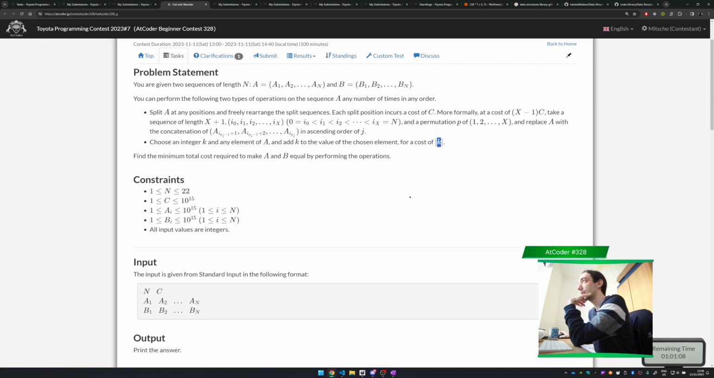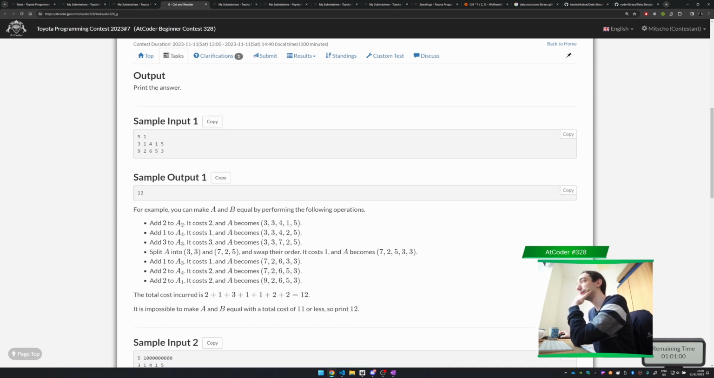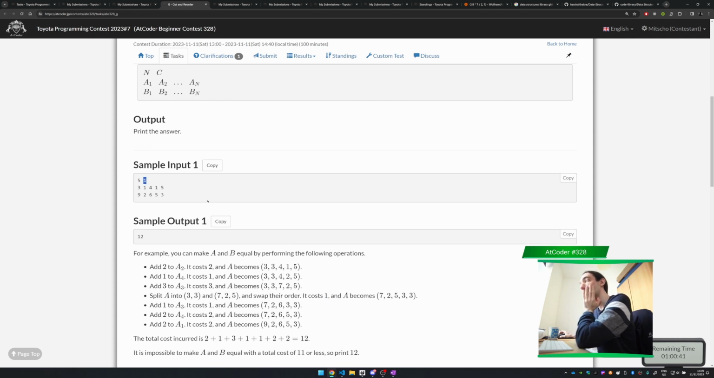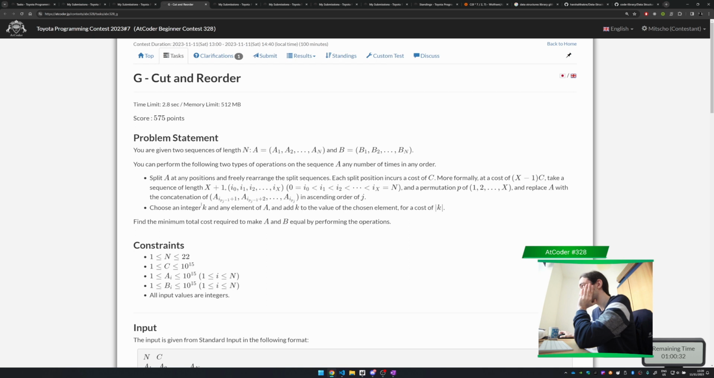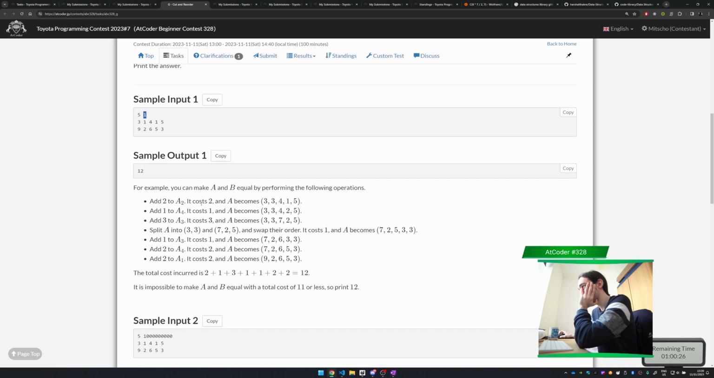I first need to perform the splits. So split A into 3, 3 and 7 to 5 and swap their order. It costs 1 and A becomes, it costs 1. Each split here costs 1. So we can split and swap their order.